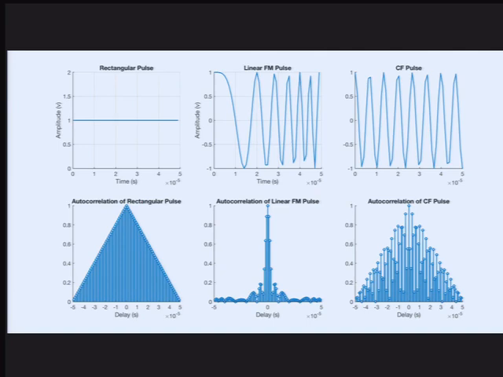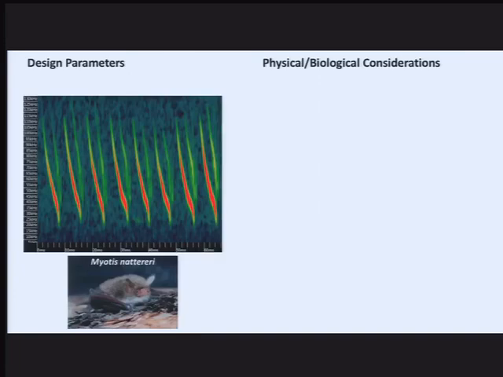But we're going to talk also a little bit about what design parameters there are for bat calls. So of course you can sweep a frequency, but you can do a lot more things than that. So bats can vary the duration of their pulses. They can vary the amount of time between pulses.